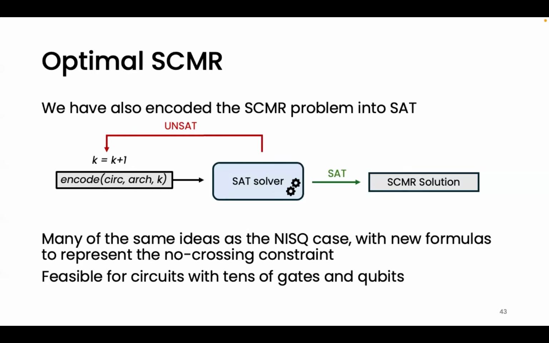So this encoding is very, very similar to the one I showed for the NISQ case, but the most important difference is that we need to encode this no crossing between the paths constraint. So it's a little bit more complicated, which means that it doesn't scale quite as well. It's only feasible for tens of gates and qubits, which is what motivates our simulated annealing based approach.